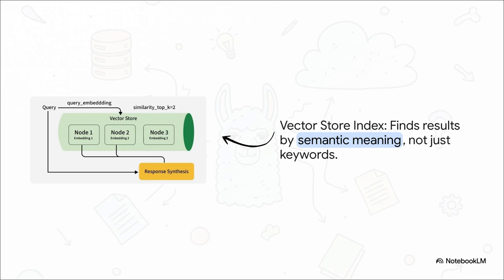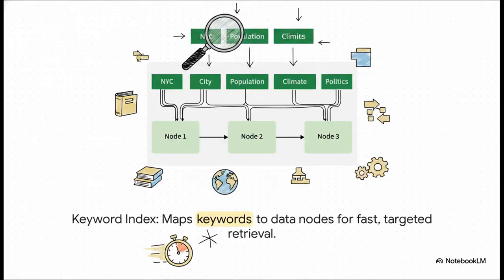It's unbelievably powerful. And finally, there's the good old-fashioned keyword index. This is much more straightforward. It does exactly what it sounds like. It maps specific keywords to the parts of your data where they appear. This is your go-to when you need speed and precision, and you know the exact terms you're looking for.